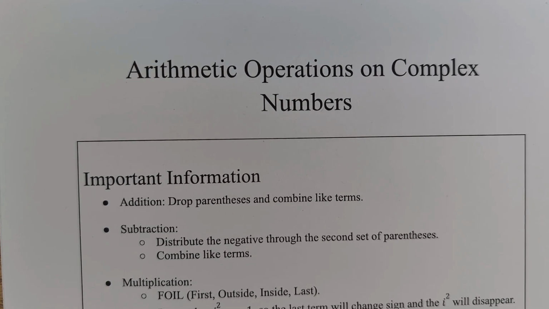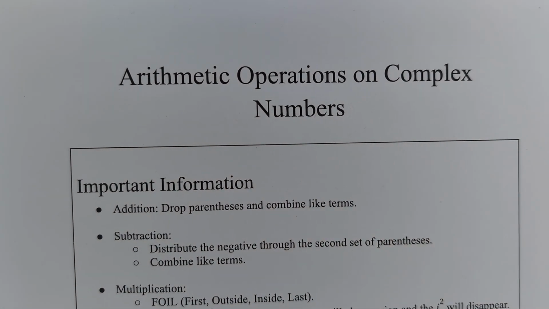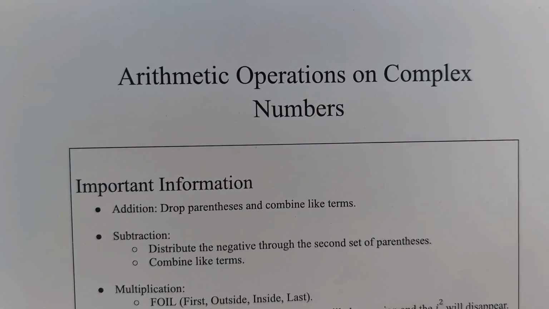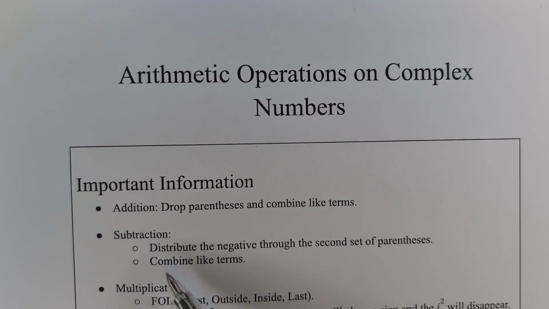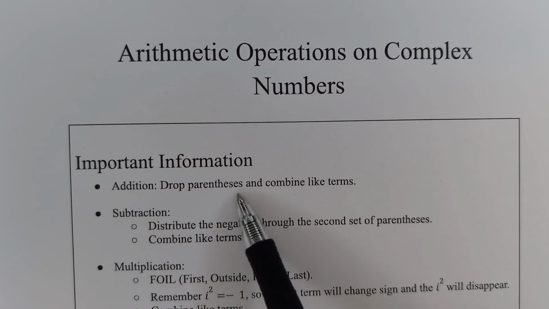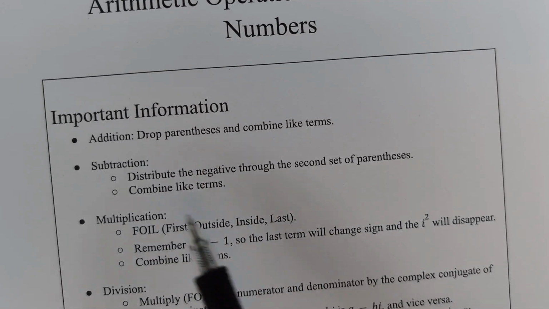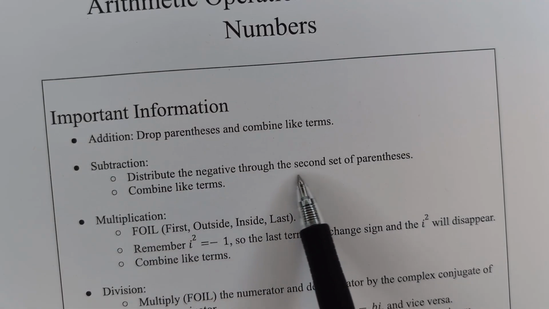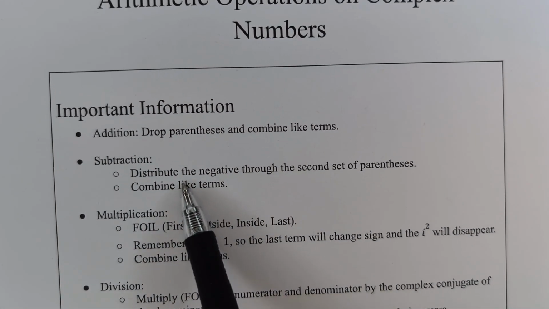Right, so we got the notes for arithmetic operations on complex numbers. There are 4 arithmetic operations: addition, subtraction, multiplication, and division. For addition, we just drop our parentheses and combine like terms. For subtraction, we have to distribute the negative through the second set of parentheses, then combine like terms.